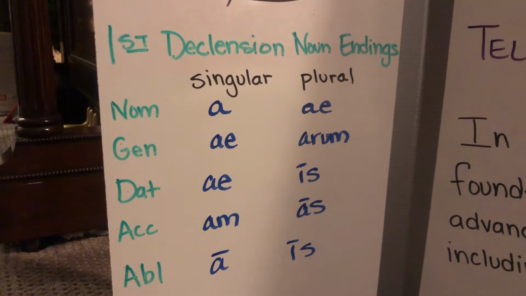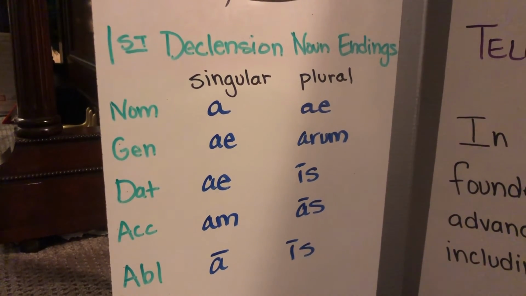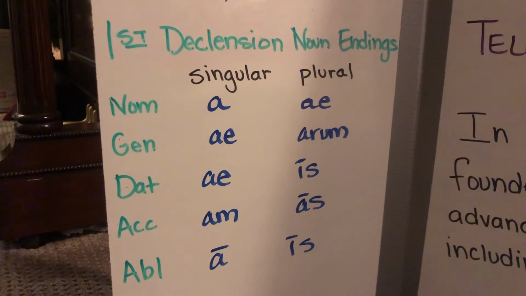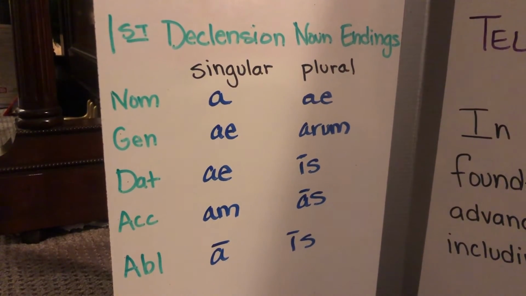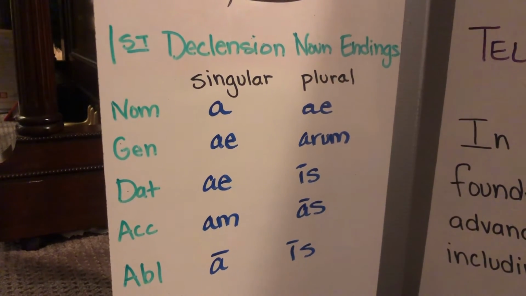I, singular first declensions. I, e, os, e.